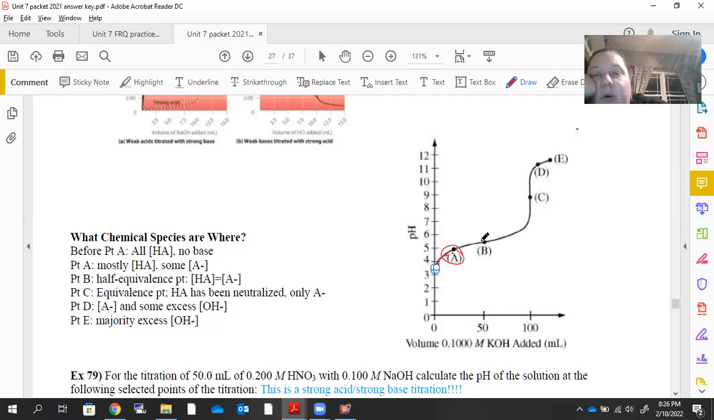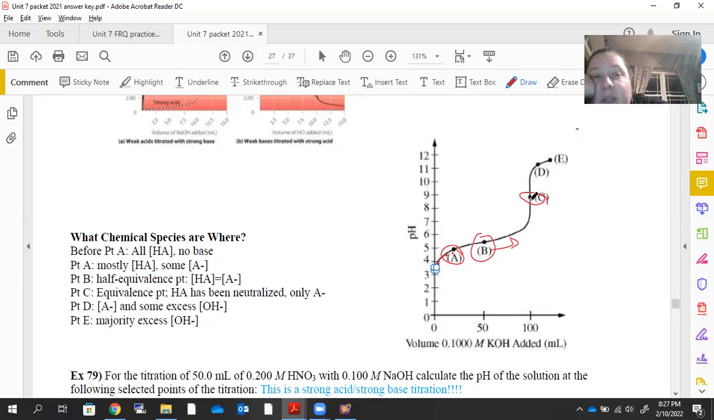So B is my half equivalence point. At that half equivalence point, half of my acid has dissociated, so my HA concentration and my A minus concentration are equal to each other. Anytime after that half equivalence point, I'm going to have less HA and more A minus. That A minus is going to keep increasing until I hit my equivalence point, where all of the acid has dissociated and every H plus has found an OH minus buddy. So my entire A minus possible is going to exist at point C.